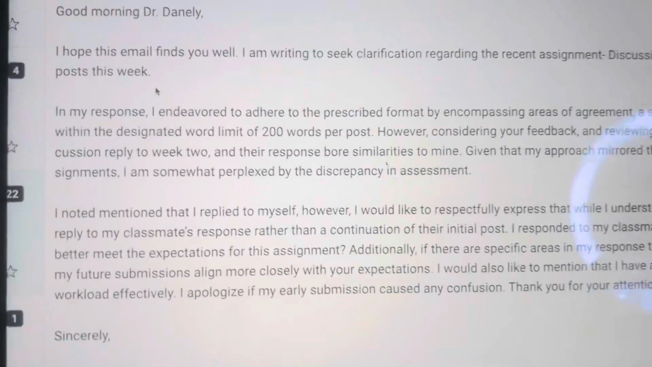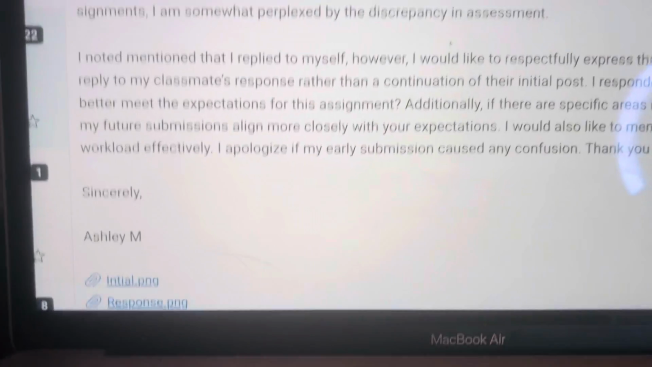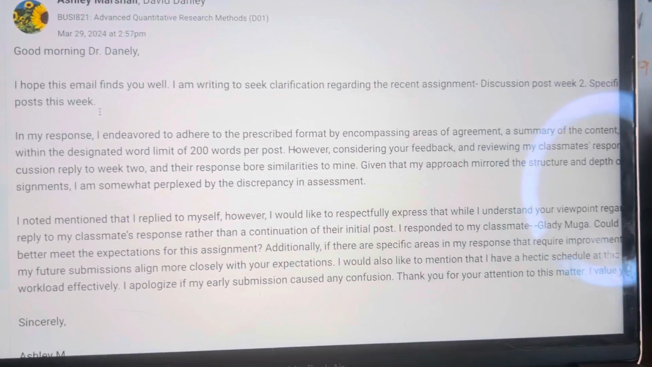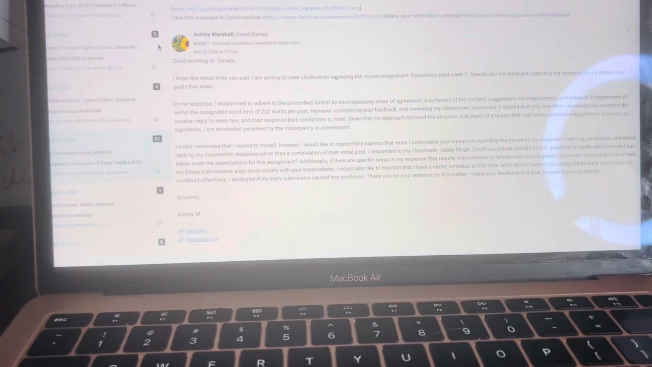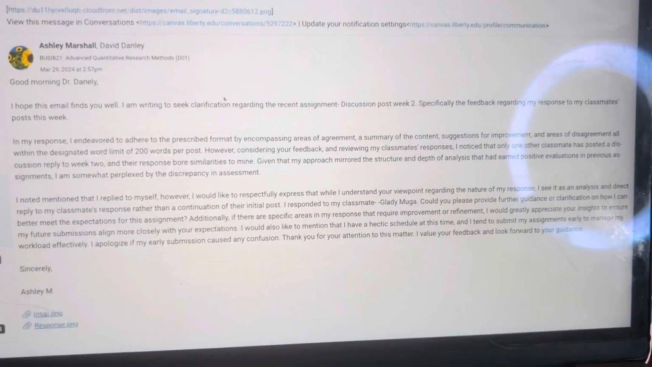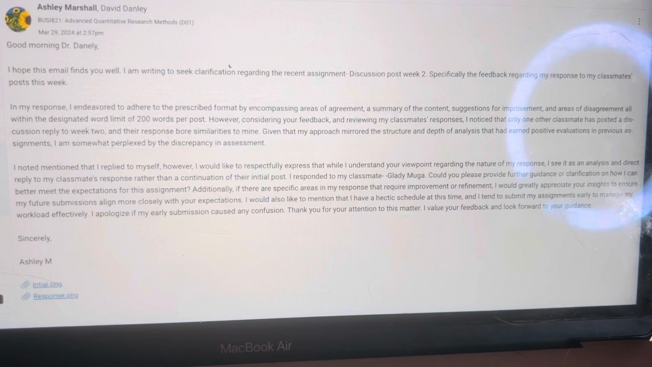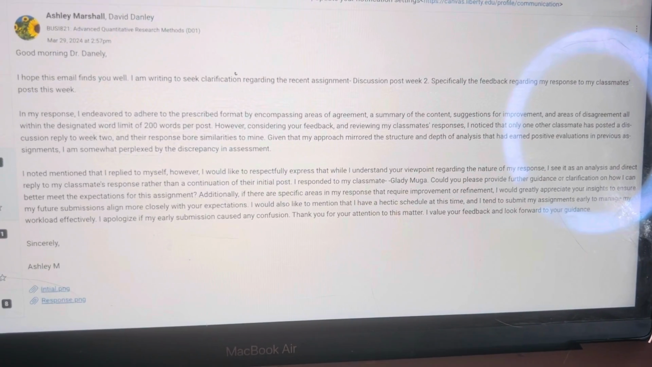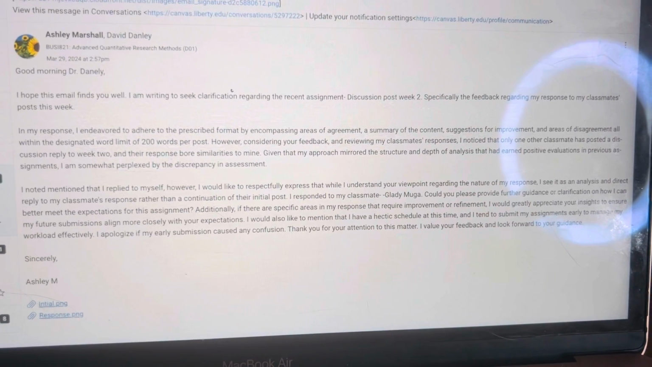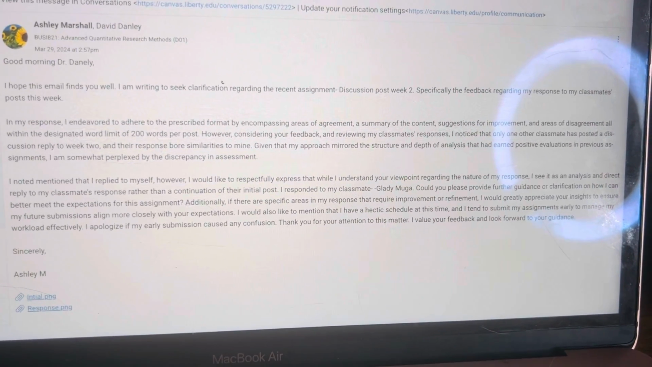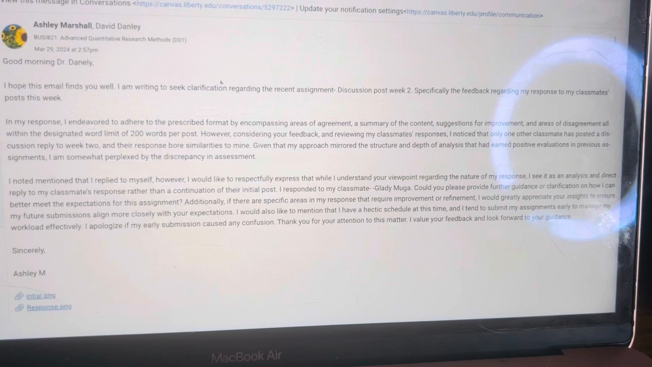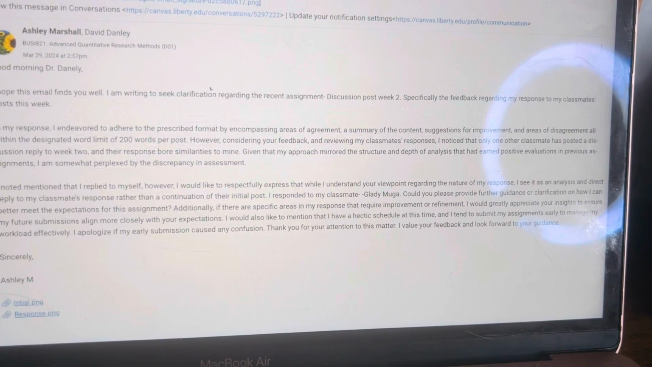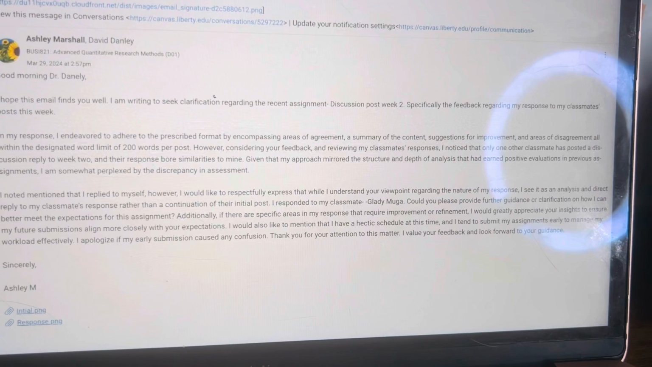This was the very first email, you guys. You see I have 2 attachments? Okay. I say, and so I'm trying to understand because I did not understand why this professor gave me a 0. Not even took points because it has nothing to do with the content, right? I said, good morning. I hope you find this email well. I am writing to seek clarification regarding the recent assignment. You know, discussion post week 2, specifically the feedback regarding my response to my classmates' post this week.